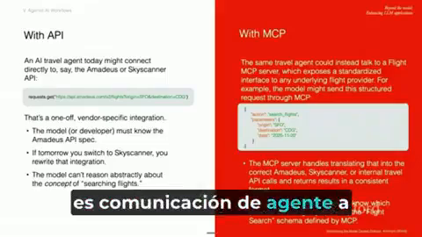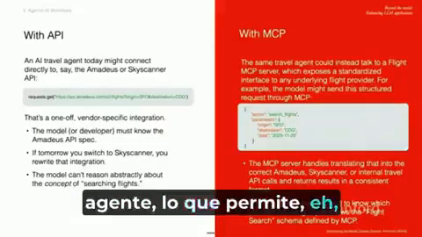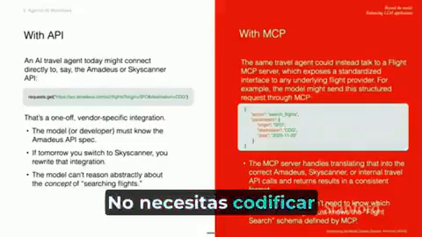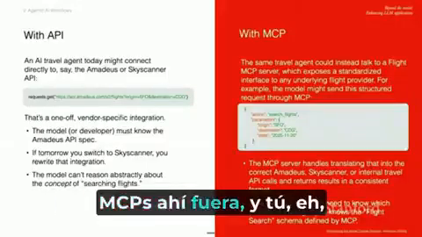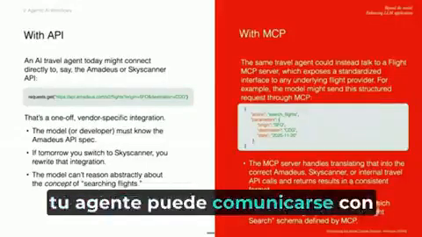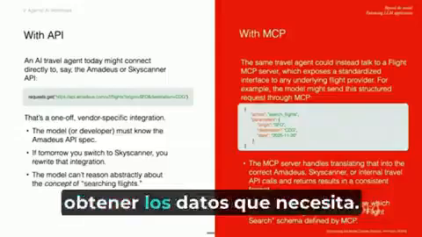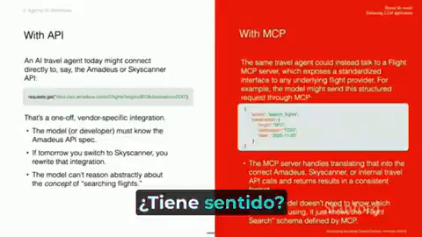It's agent-to-agent communication, which allows more scalability. You don't need to hard code everything. Companies have displayed their MCPs out there, and your agent can communicate with them and figure out how to get the data it needs. Does that make sense?